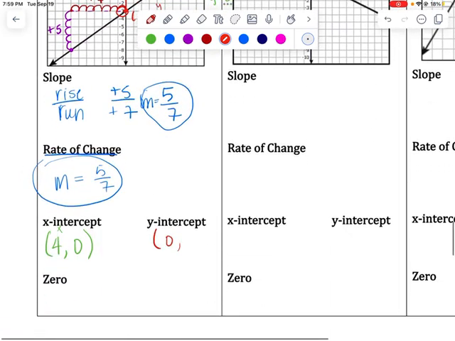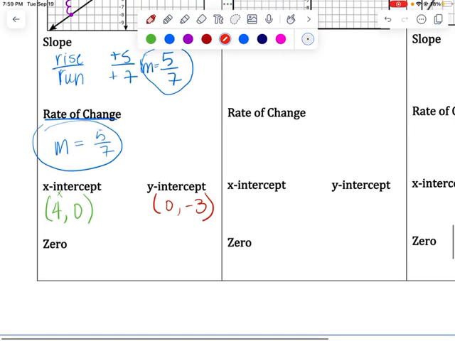So let's see, -3. And 0, we've already said 0 is wherever that crosses. And we usually put x equals something. So x equals 4 for this case.